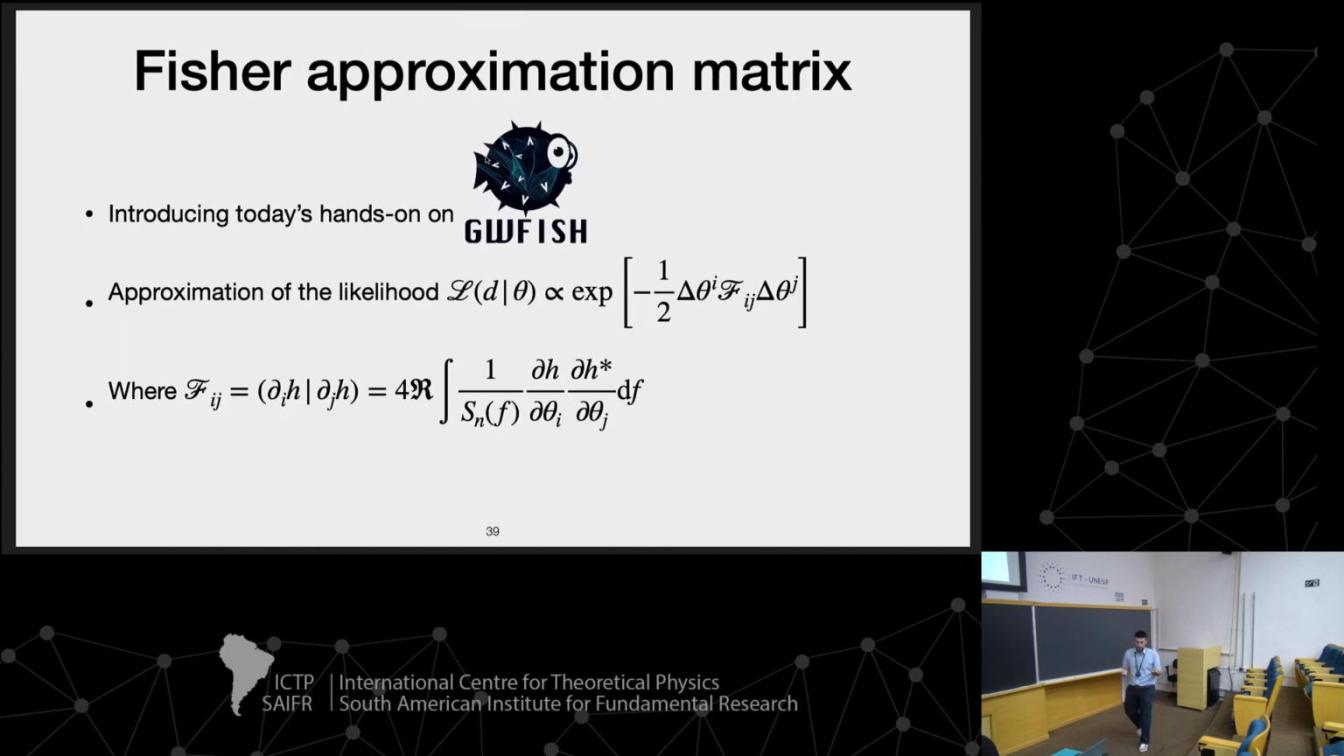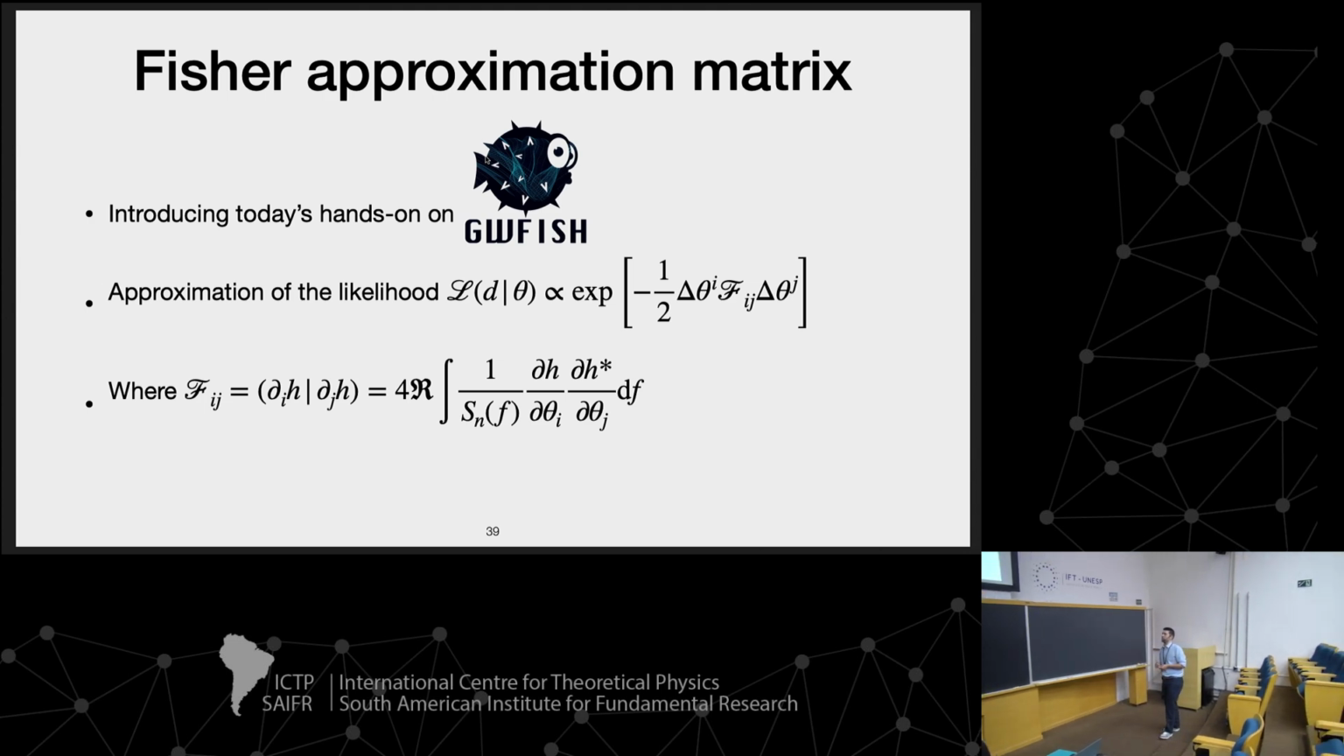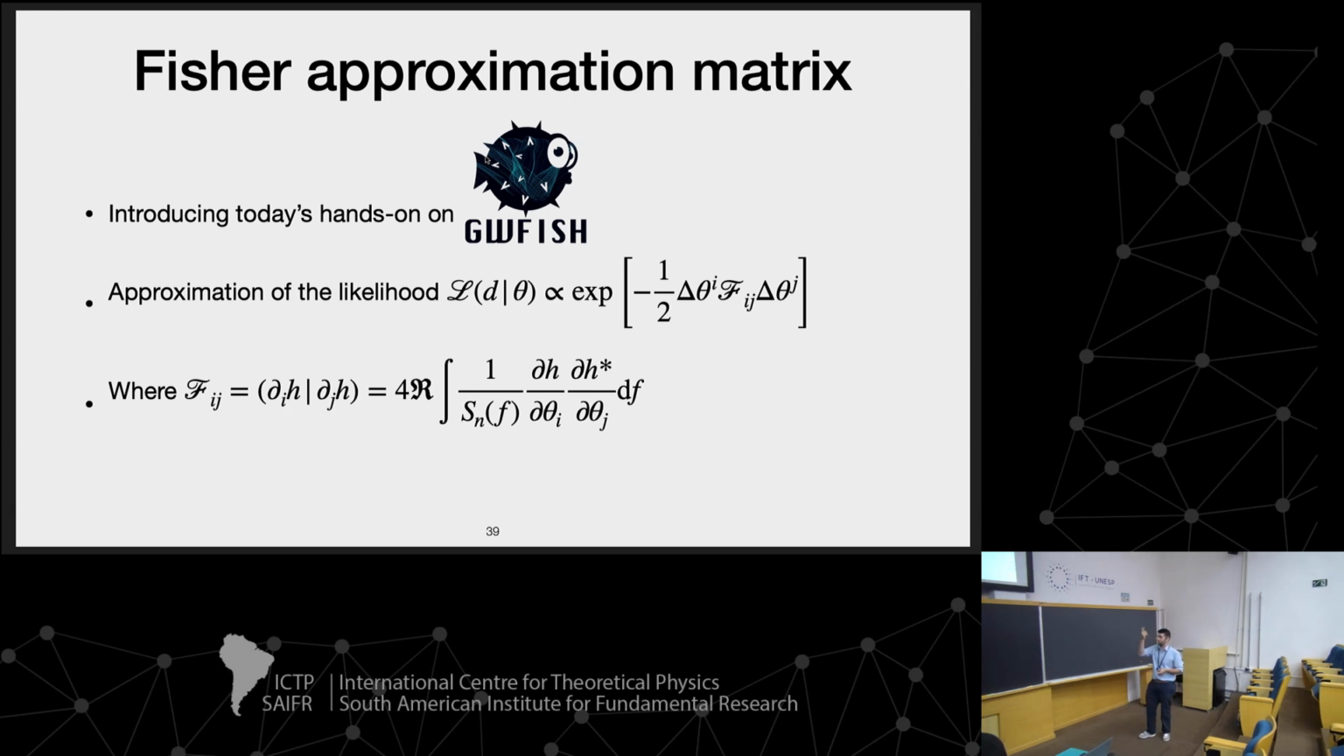So I told you parameter estimation takes very long to perform, but we can approximate things and get results faster. Here I'm introducing today's hands-on section. You are going to learn how to use GWFish. Basically, what GWFish does is an approximation of the likelihood.